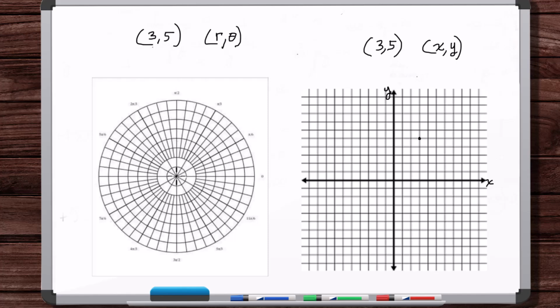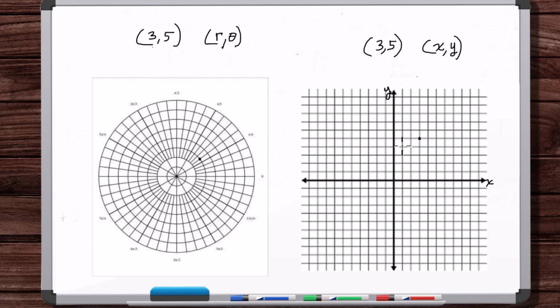We go 3 ticks in the r direction, so 1, 2, 3 in any direction. Now, so we're on this circle, but what's the angular rotation? Well, let's go 5 ticks in the theta direction. 1, 2, 3, 4, 5.